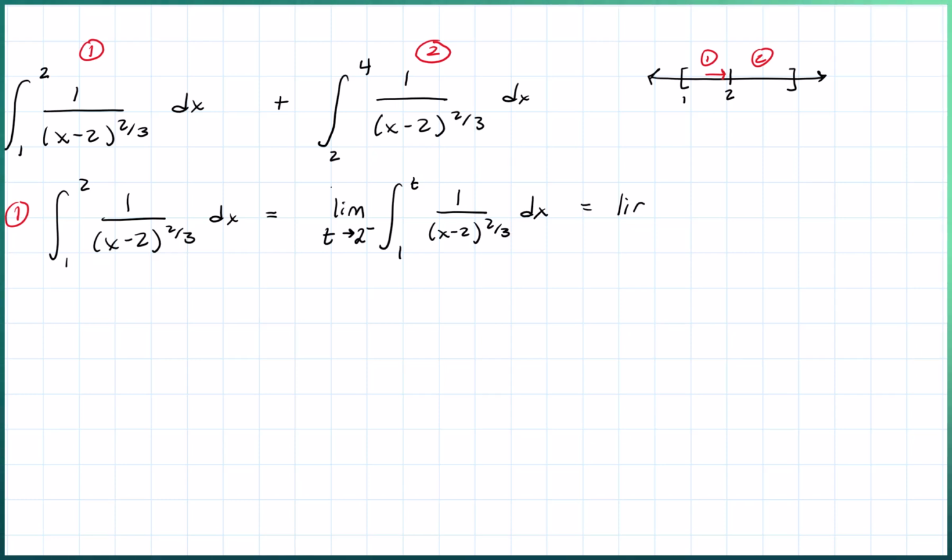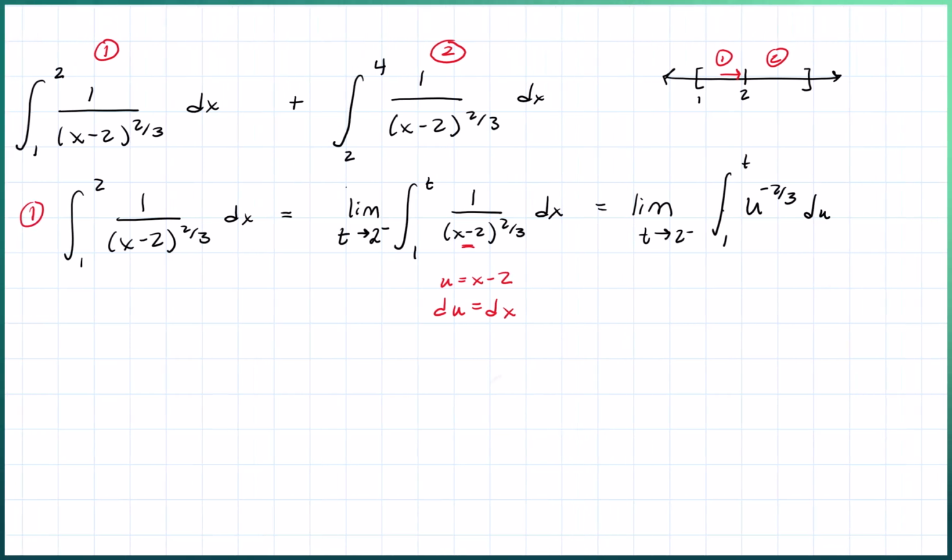Now we're going to go ahead and integrate that. On this one, we're going to want to do a u substitution. So if u equals x minus 2, then du is dx. So we can make that simple little substitution right there. So this is the limit as t is approaching 2 from the left. We're going to have the integral from 1 to t. This is going to become 1 over u to the 2/3, but I'm going to write that as u to the minus 2/3, and du becomes dx. So now we can integrate that.